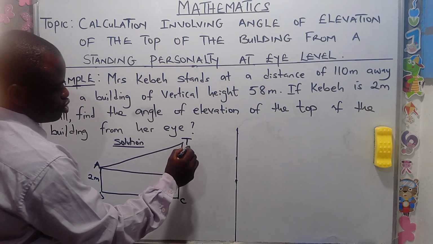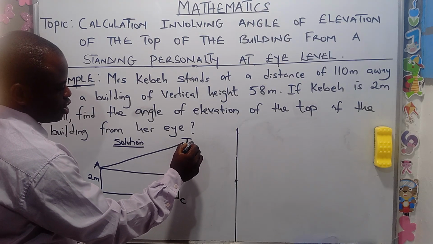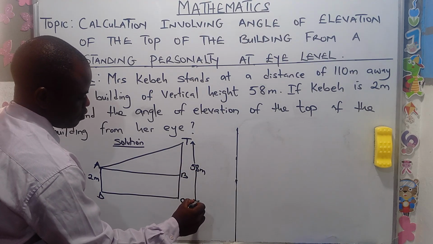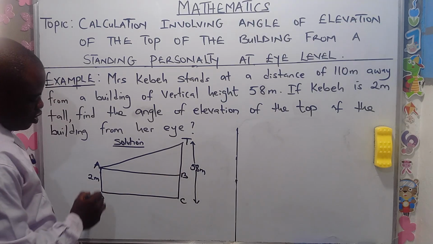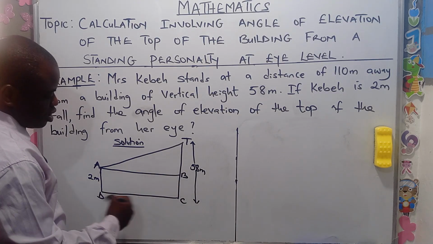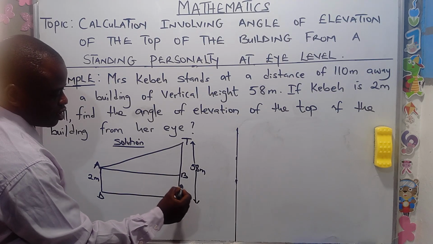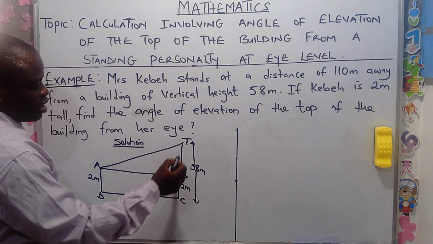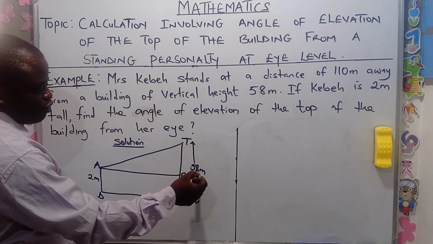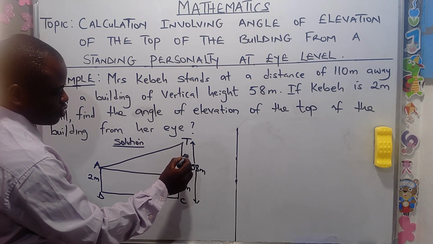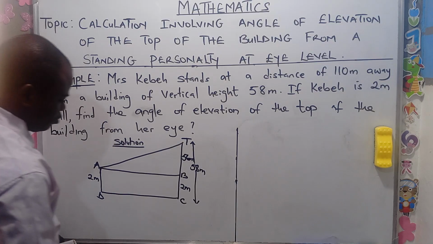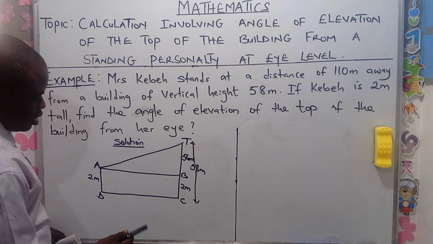And we are told that the height of the building is 58 meters, and if AD, which is the height of Mrs. Kebeh, is 2 meters, it also equals BC at the other side, which is 2 meters. To get TB, remove 2 meters from 58, you have 56 meters. Okay? Now, let's try to bring the diagram out.